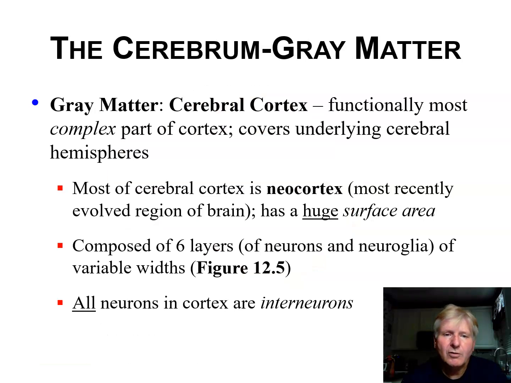So your gray matter in the cerebral cortex is functionally the most complex part of the cerebrum, and it covers the underlying cerebral hemispheres. Most of the cerebral cortex is called neocortex. It's called neocortex because it's thought to be the most recently evolved region of the brain. And it's where you find the highest surface area. The neocortex is composed of 6 layers of neurons and neuroglial cells, and they'll have variable widths. And all these neurons are basically called interneurons.